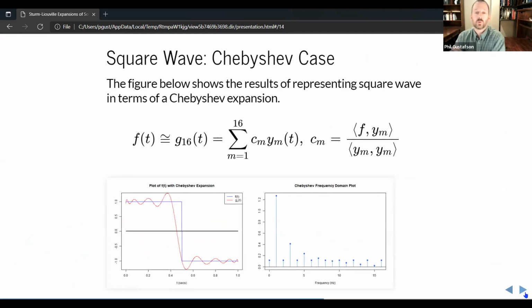And so with the square wave example being sort of our benchmark here, you can see how the Chebyshev polynomials would do in representing that square wave.